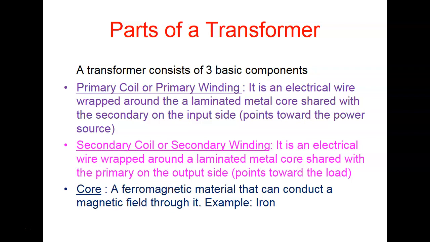The secondary winding is an electrical wire wrapped around a laminated metal core shared with the primary, on the output side. The core is a ferrous metal, right, which is a metal that can concentrate a field. So we wouldn't use aluminum for a core. This is usually made out of iron. It can conduct a magnetic field through it, and of course iron is used a lot.